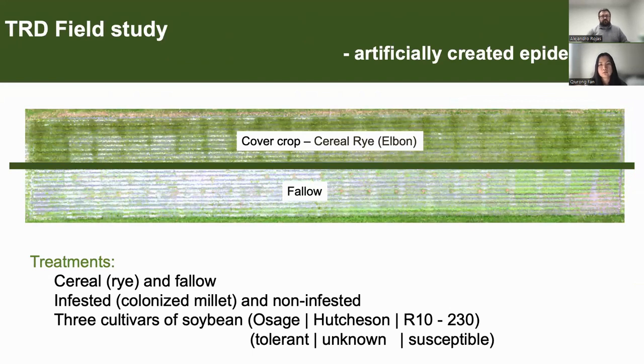Here is an overview of our field study, in which you can see that the field is divided into 2 parts. The top panel is planted with cover crop, a cultivar of cereal rye, Nan album. The lower panel was the fallow treatment, which followed the traditional tillage practice. Under each panel, the plots are a combination of either infested or non-infested plots with one of the soybean varieties: Osage, previously documented as a tolerant cultivar in a seed germination assay, R10-30 being susceptible, and we also added Hutchinson with unknown tolerance.